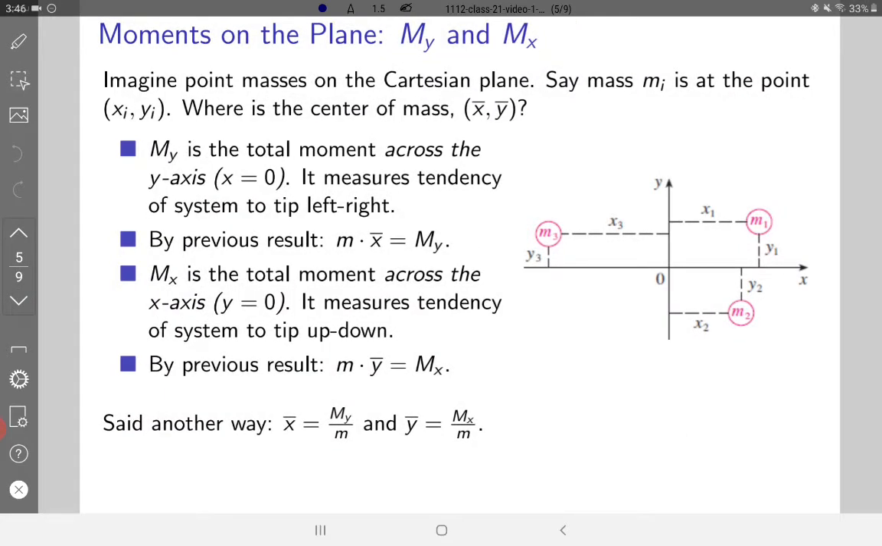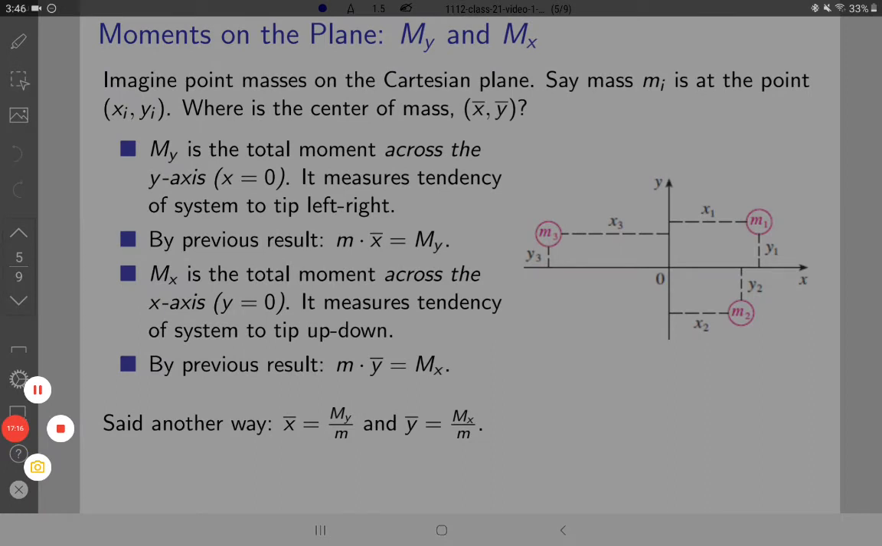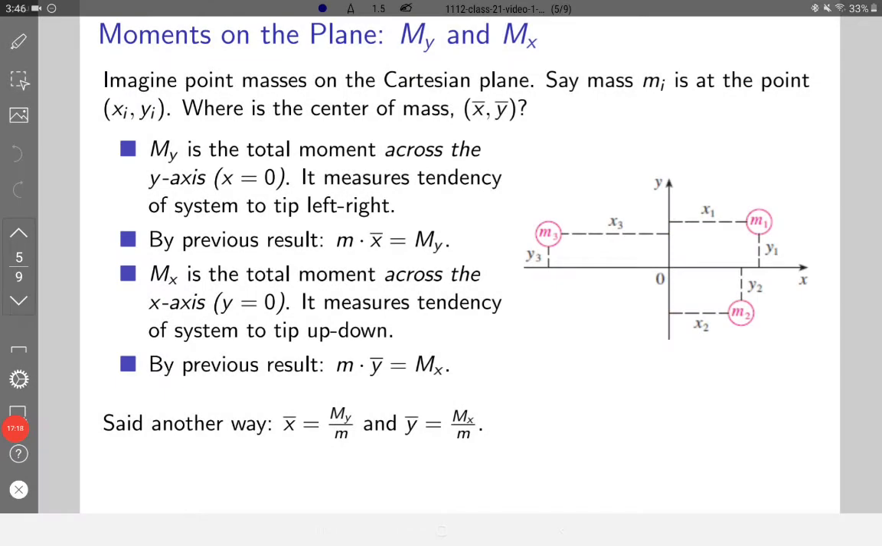So everything we've done so far has been one-dimensional on a number line. Turns out not a whole lot is different if I add a second dimension and we talk about point masses on the two-dimensional Cartesian plane. Let's say I have a point mass with mass m sub i at a point on the Cartesian plane, so it has two coordinates, x_i and y_i. If I have a bunch of those things, where is the center of mass on the plane?